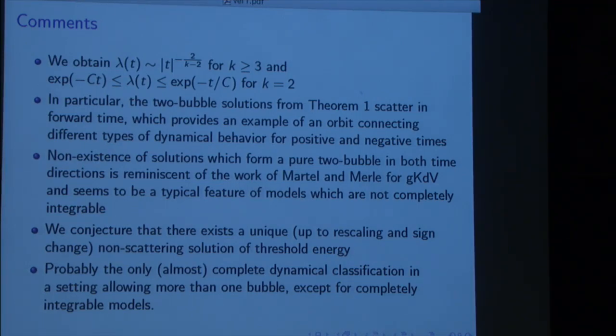Okay. So this is an almost complete classification. It's almost complete because, in fact, we conjecture that there is, up to rescaling and sign change, only one solution which does not scatter. So there is a whole big set of scattering solutions, and essentially just one trajectory which is on the border of this region, which is a non-scattering solution.